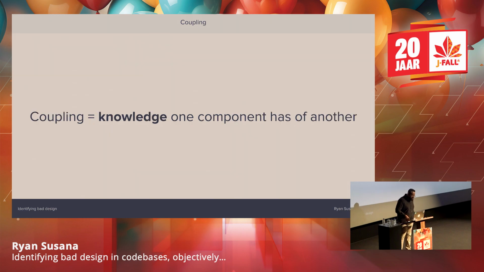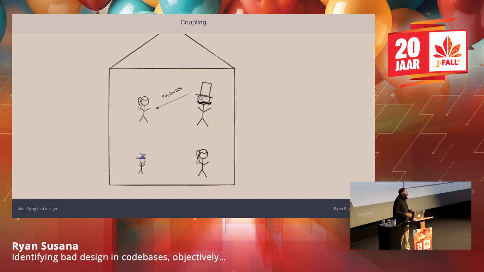Now, when you're talking about coupling, you're really talking about the knowledge that one component has of another, right? And for instance, I'm a stay-at-home dad, so I depend on my wife here to pay the bills. Right? And another way I like to reformulate it is the reasons that I depend on other components.